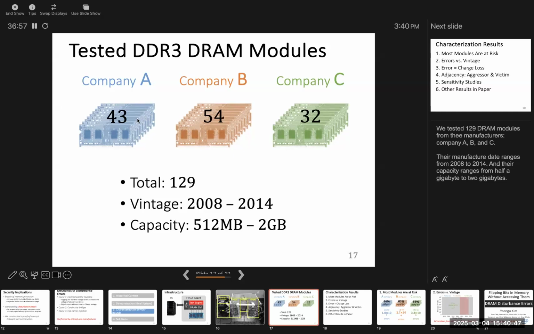So basically, what does it mean? It means that this row hammer attack is agnostic to the technology, or agnostic to the manufacturer who is developing these chips, which basically means it can be applied to all kinds of memory chips. The chips which they tested were manufactured in the time period of 2008 to 2014. The paper was published in 2014. And their capacity ranges from 512 megabytes to 2 gigabytes.